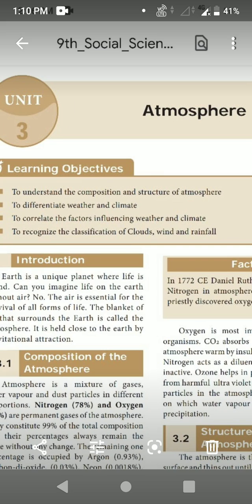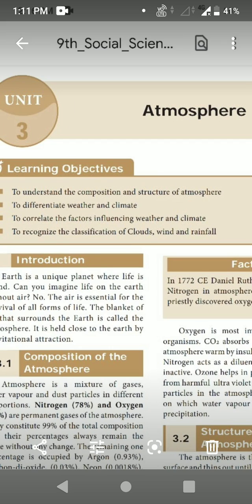Okay, students. Next. So 78 plus 21, how much do you know? 99%, isn't it? So remaining, how many percentage are there? Only 1% is there. It is occupied by argon, carbon dioxide, neon, helium, ozone and hydrogen. Apart from that, krypton, xenon, methane are also present, and also water vapor and some dust particles, salt particles, pollen grains, smoke, volcanic ashes, etc. Like that, many compounds are present in this atmosphere.